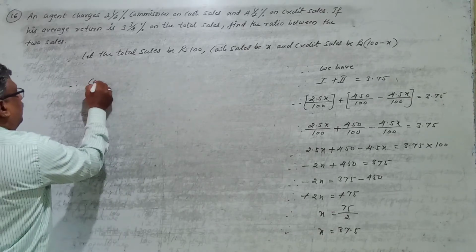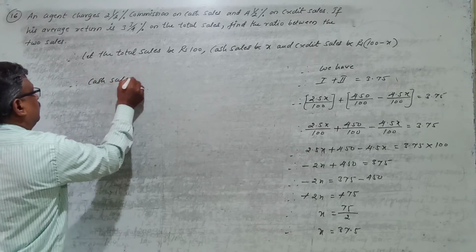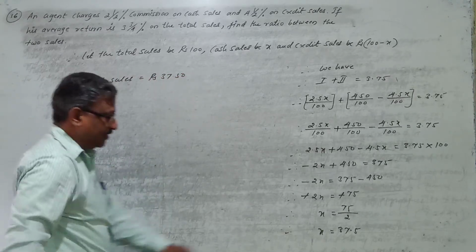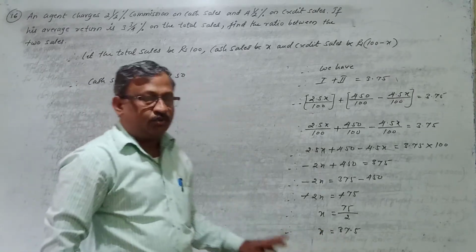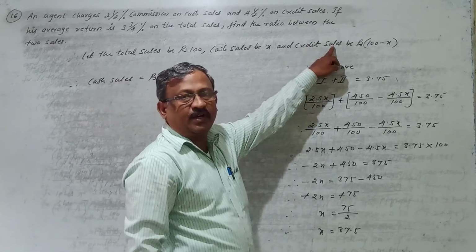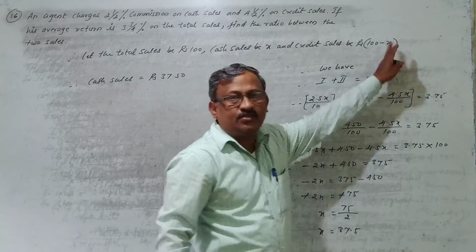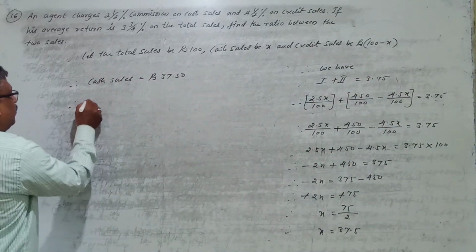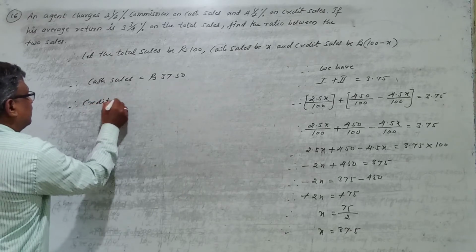So our cash sales are 37 rupees 50 paisa we have got, right? So cash sales are known, so we can easily find out the credit sales. How have you assumed the credit sales here? 100 minus x. So from total sales you minus the x value, you get the credit sales.